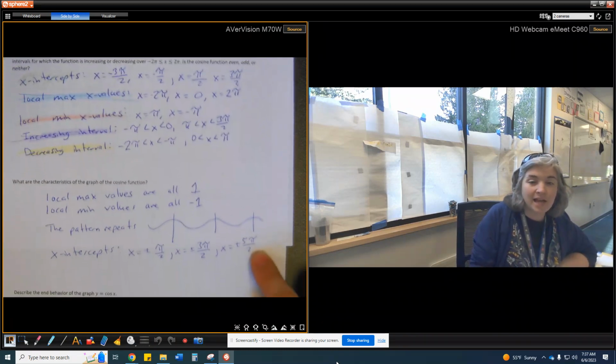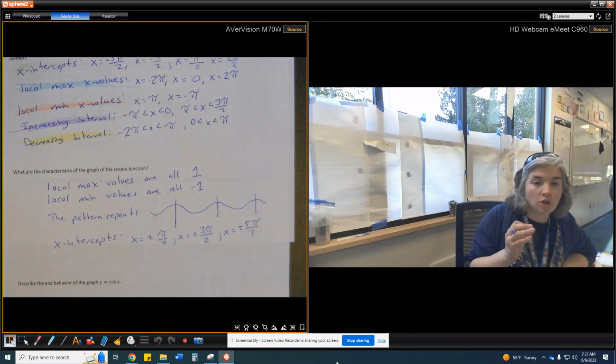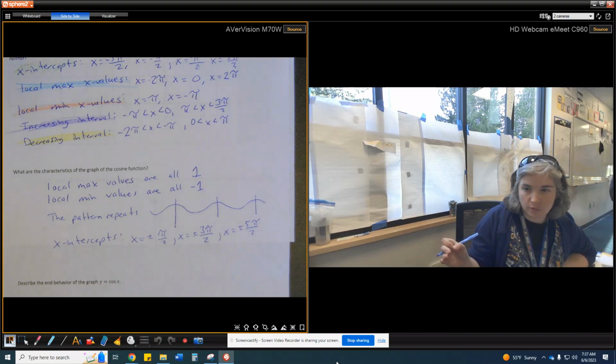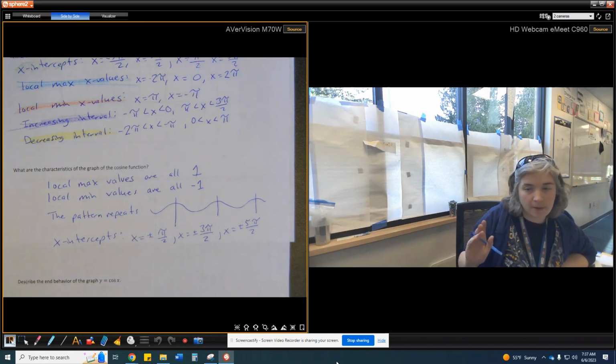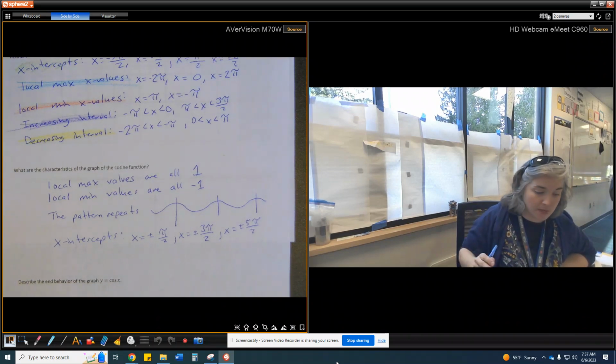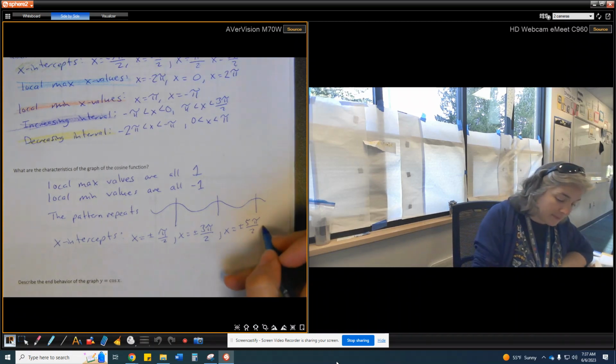So for this one, it's not even pi's. It's all of the odd pi over 2's, right? 1 pi over 2, 3 pi over 2, 5 pi over 2, 7 pi over 2. And that pattern keeps going.